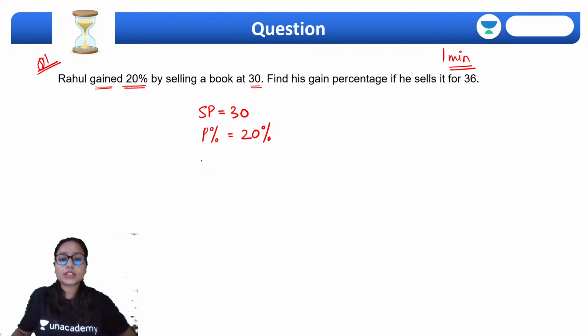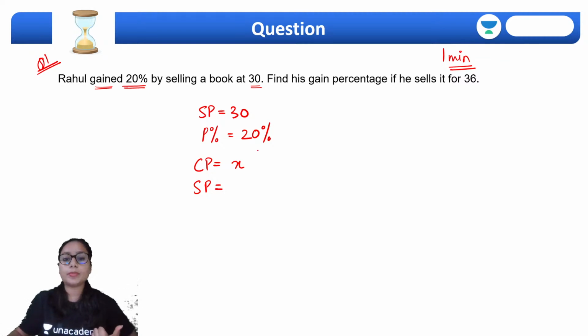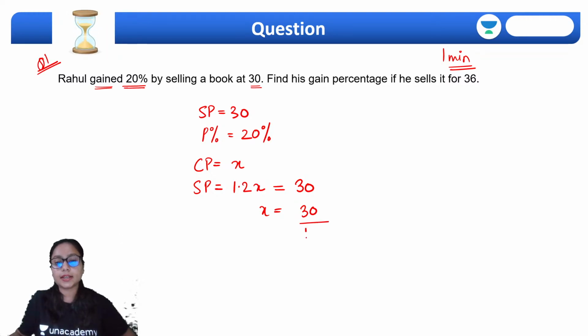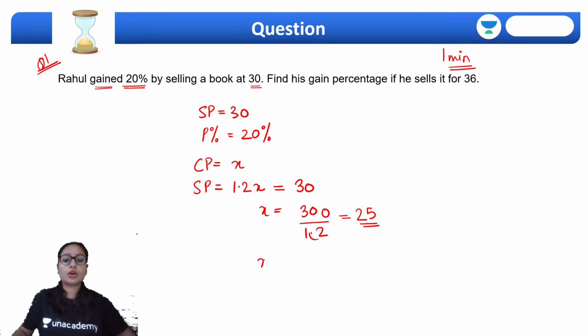Okay, so the cost price we can take as X. So therefore the selling price, since profit percent is 20%, hence this will be equal to 1.2x, and this 1.2x is given as 30. So if you solve this, you will get the value of x as 30 upon 1.2, which is equal to 25. Yes, so we got the value of cost price as 25.